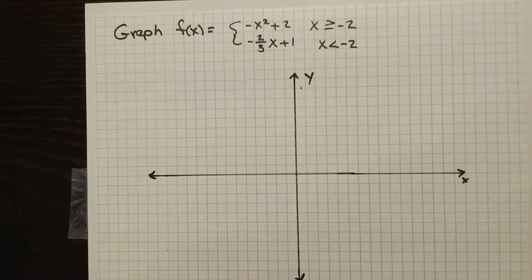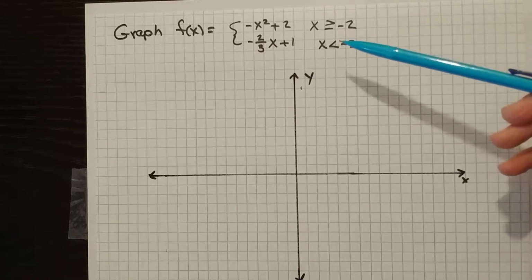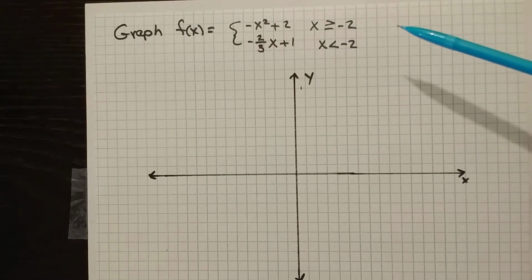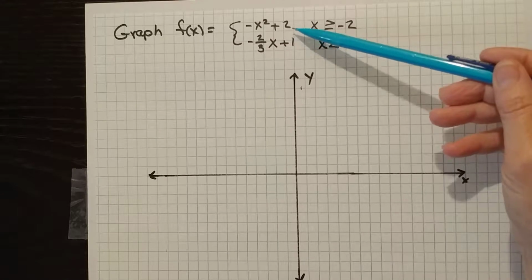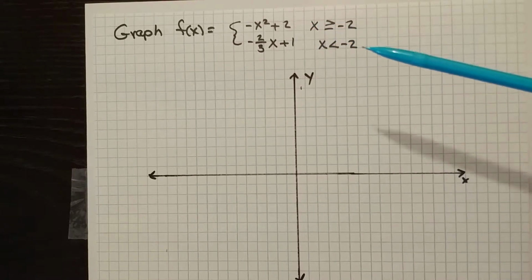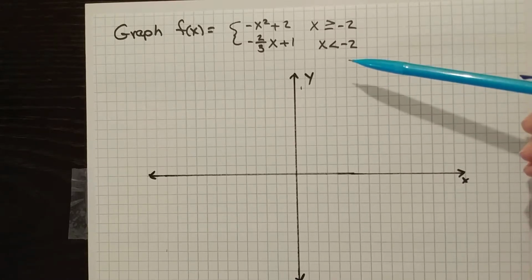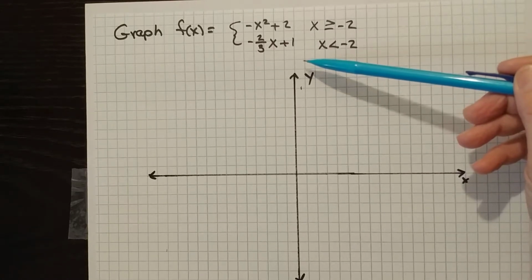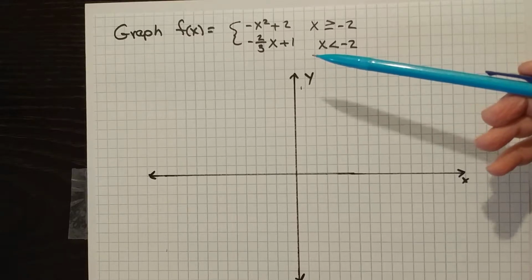This video is about how to graph a piecewise function. This particular function comes to us in two pieces. Its domain is all real numbers because there's no place that an x value is not defined. For values of x greater than or equal to negative 2, it's defined as negative x squared plus 2, this parabola. And for values of x to the left of negative 2, it's defined as this line, negative 2/3 x plus 1.